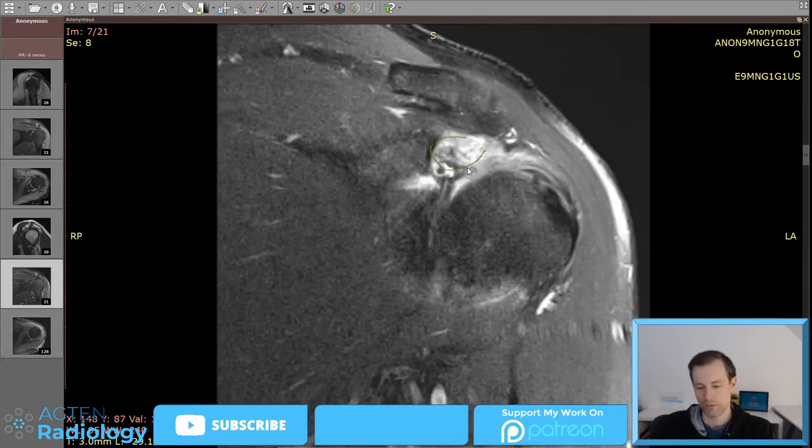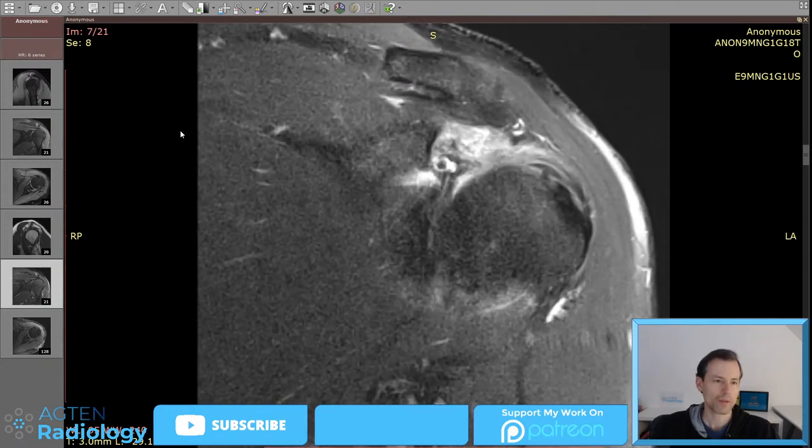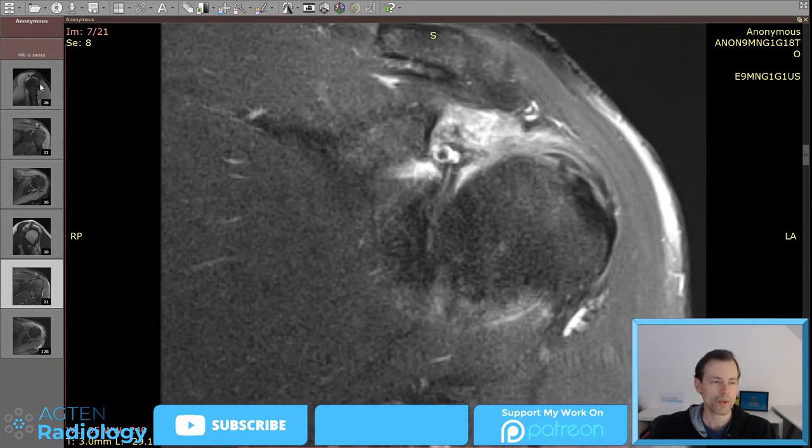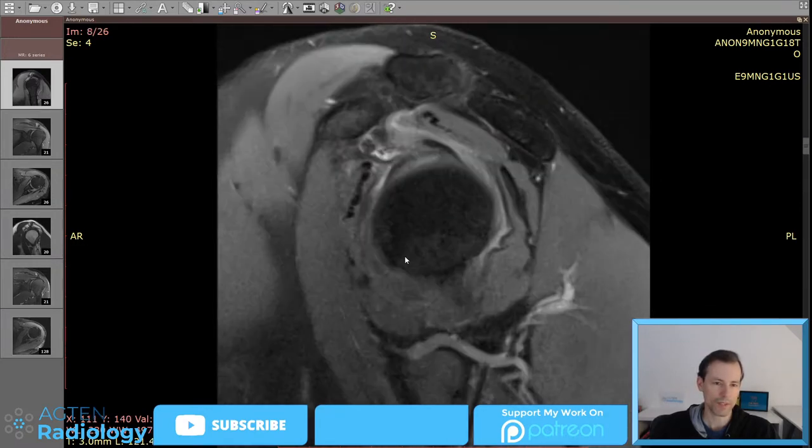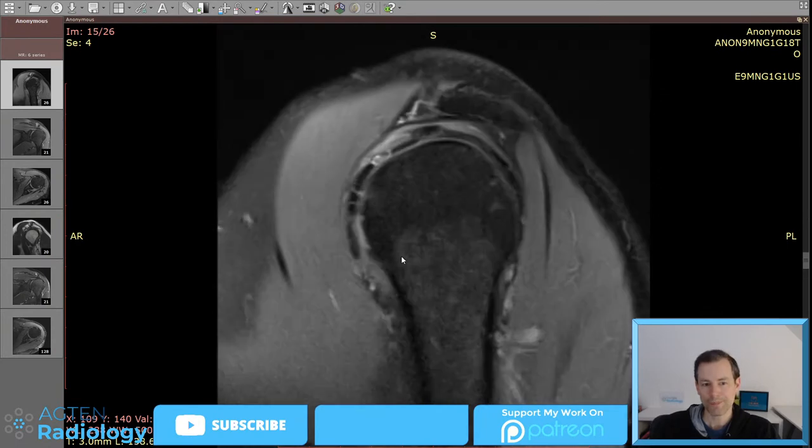So I would not write in the conclusion that this is frozen shoulder or adhesive capsulitis. I would say that it could be consistent with it, because in the end, frozen shoulder, I think, is more a clinical diagnosis, and we should not really make this conclusion right out of the bat, right? So be mindful about this.